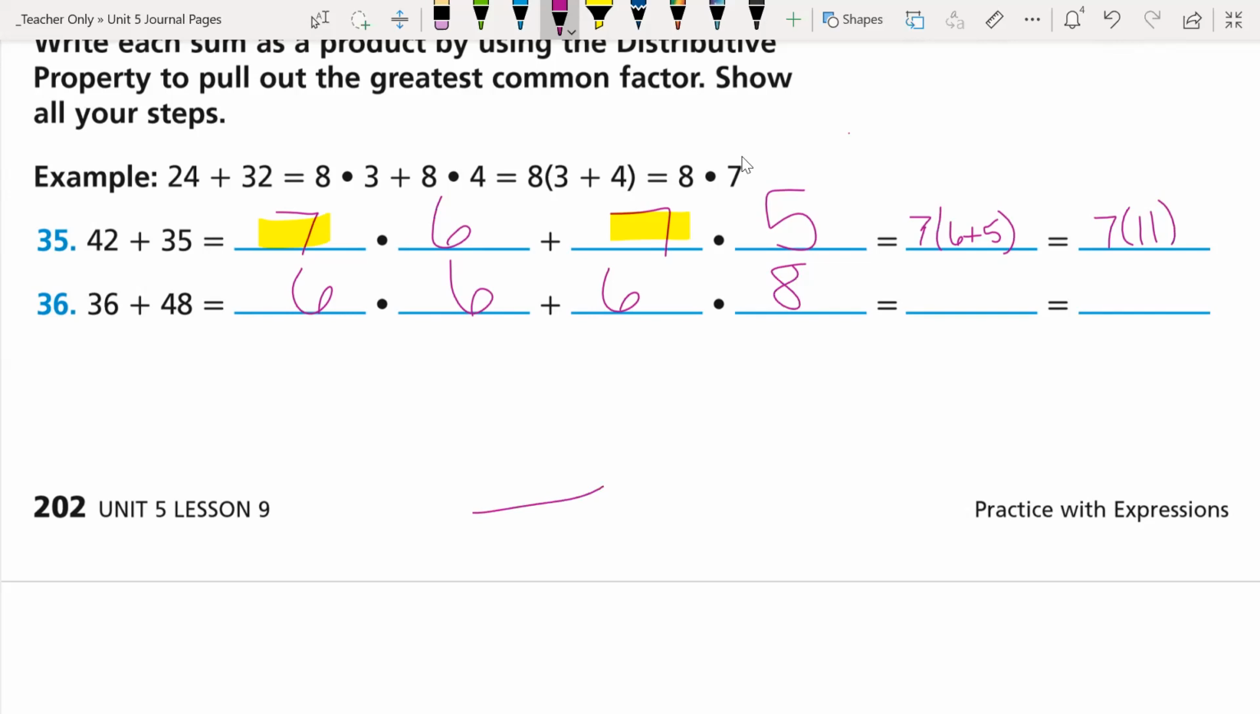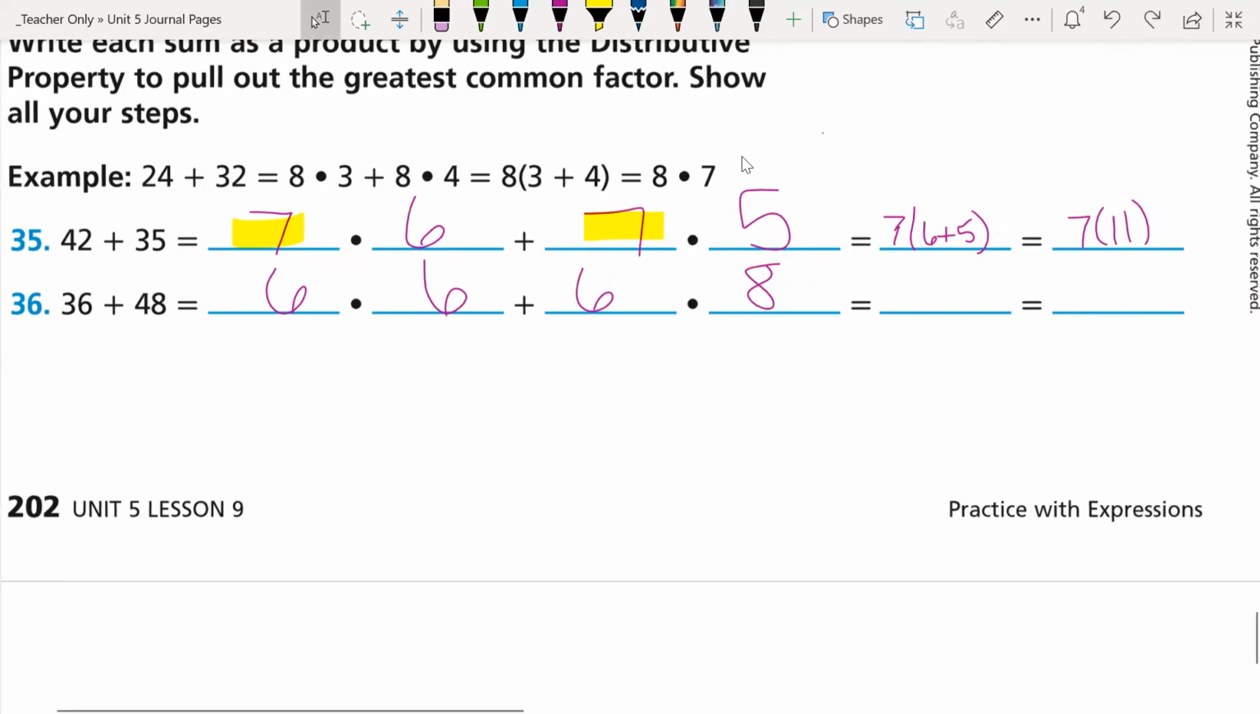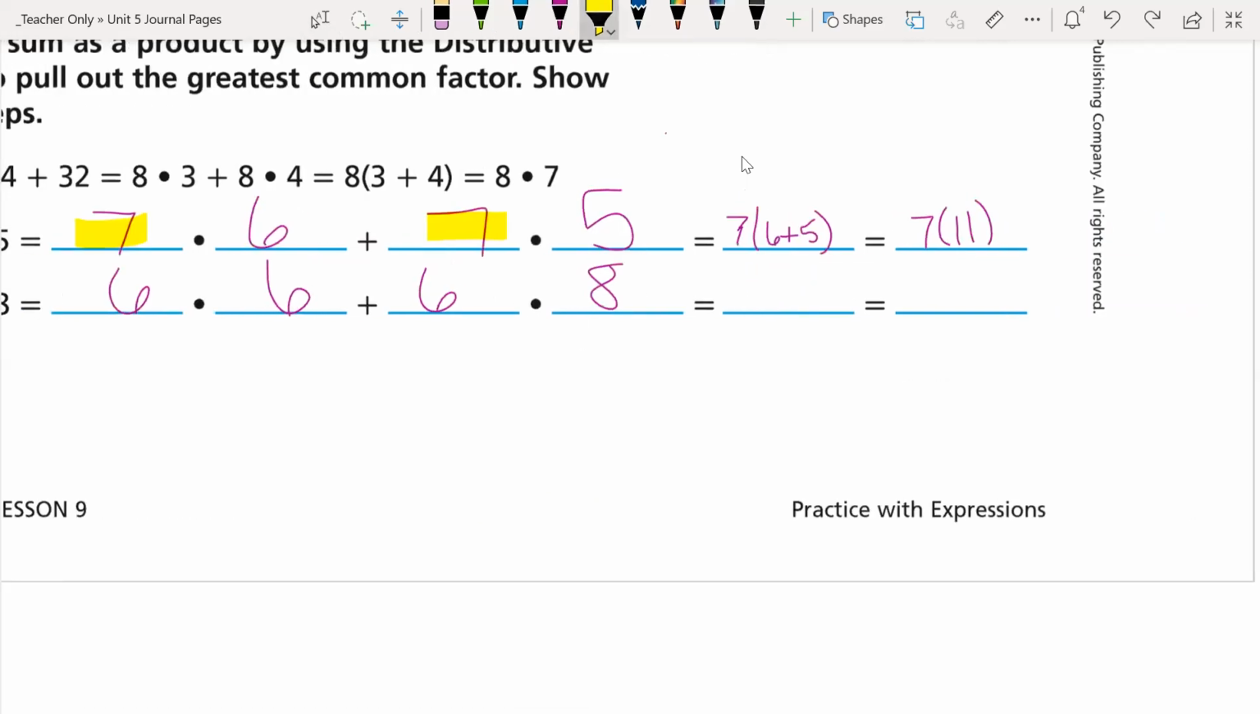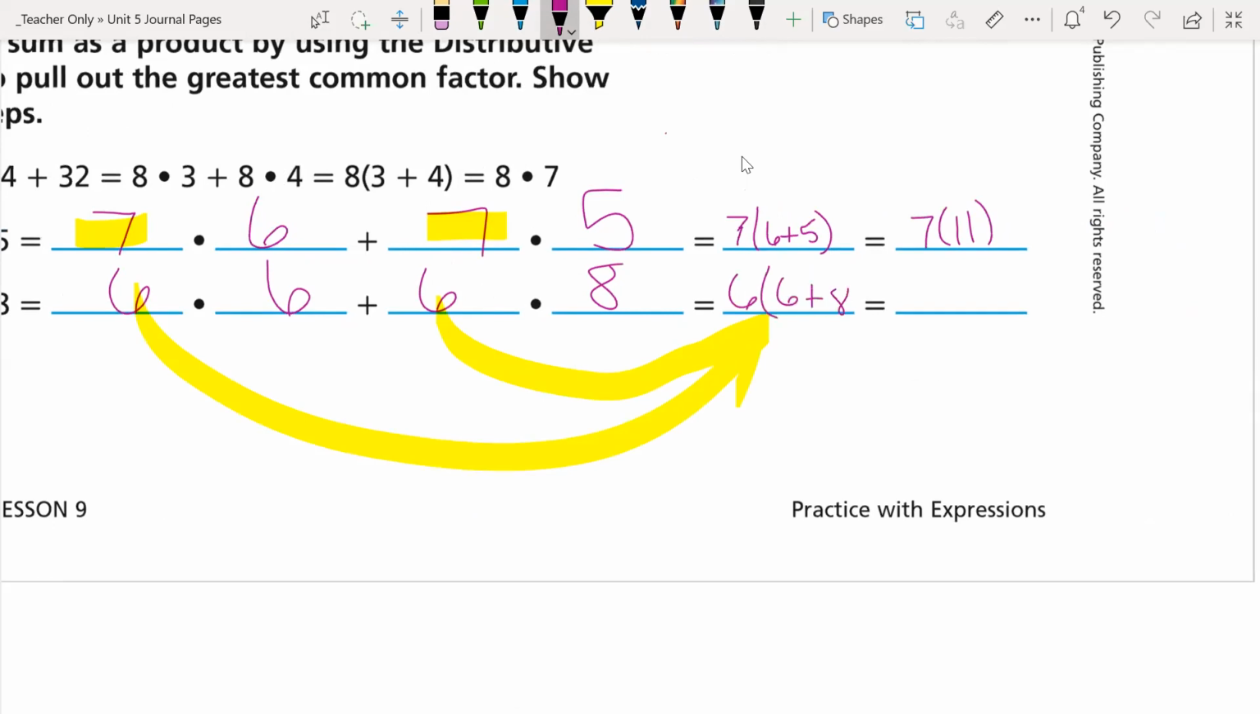Oh my gosh, I keep trying to move my screen with the pen selected. Okay, so now I need to pull out my 6's, right? So now I have 6 times 6 plus 8, which is the same thing as 6 times 8 plus 6, which is 14.